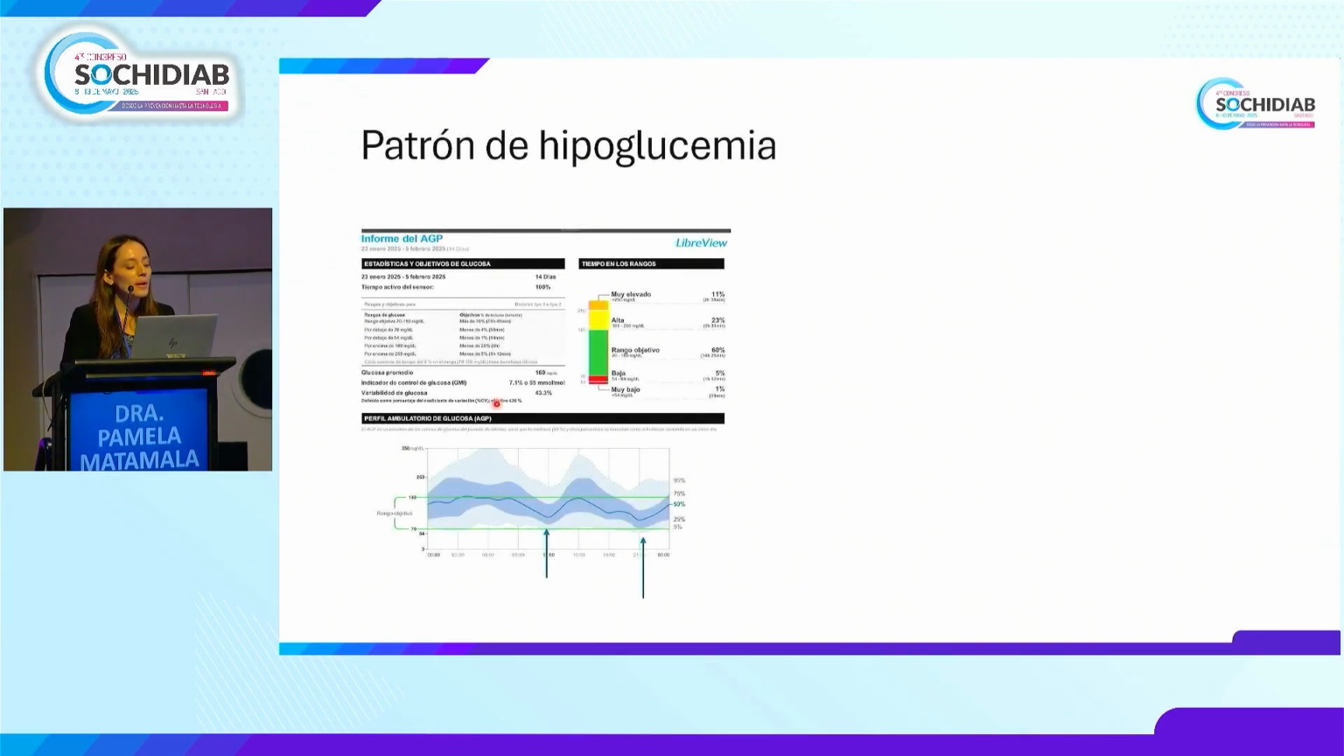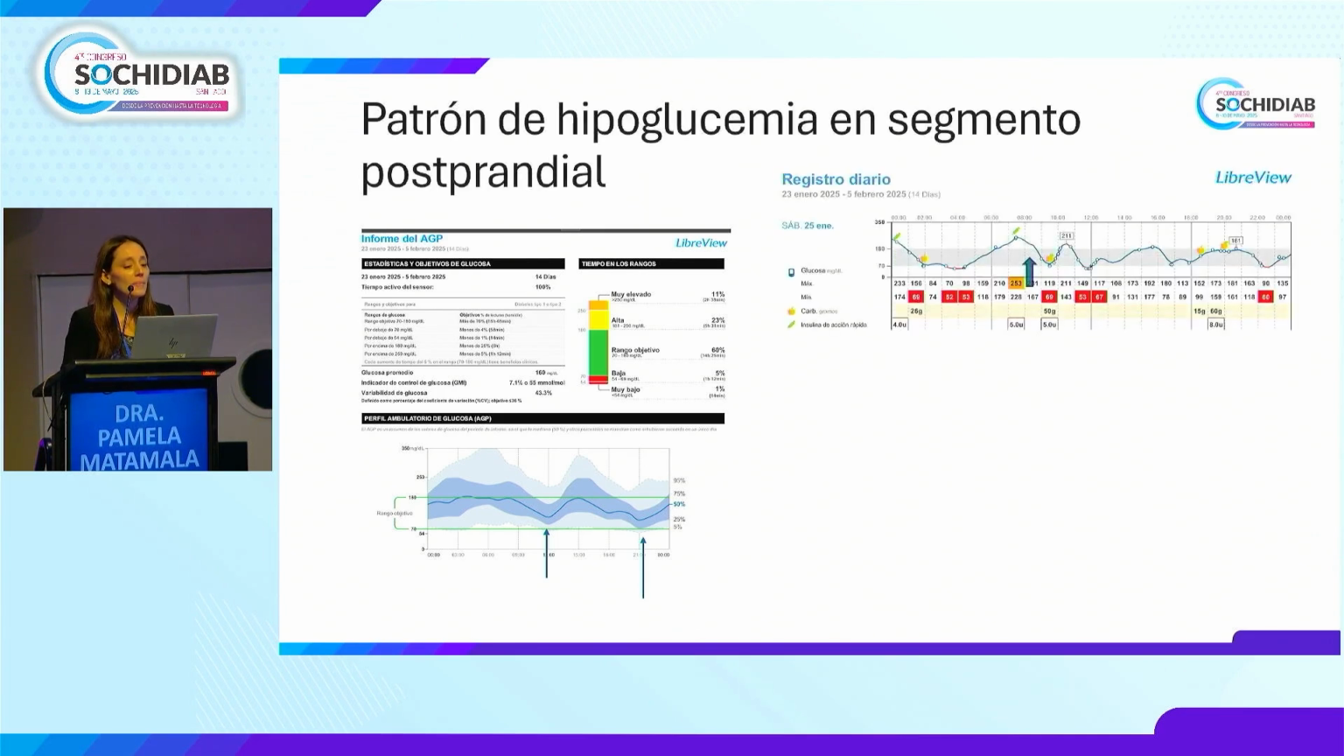This other pattern, the same idea, this is another patient, 14 days of monitoring, 100% use of the sensor. And once again, we have hypoglycemias, but look at this pattern. This pattern of hypoglycemia is much more postprandial. The drop tends to be more postprandial, and it stays within the line of 70. And if you take a look, because the interquartile range drops, it seems that hypoglycemias are very persistent. We look at the daily graphs.